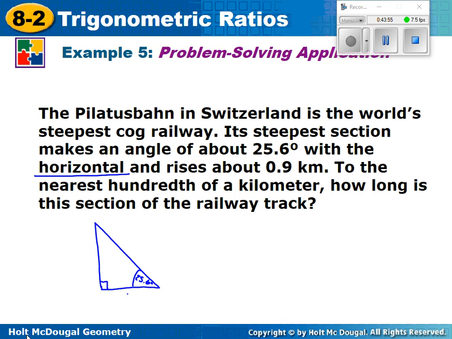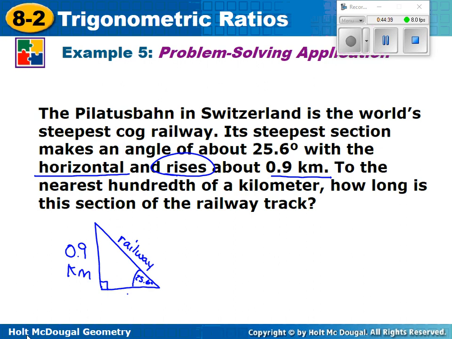Good, Sarah. What else? The line going up is 0.9. Okay, and it says its steepest section makes an angle of about 25.6 with the horizontal, and it rises 0.9 kilometers. So when you measure how far something has risen, you don't measure it diagonally, you measure it vertically, right? So this is how far it has risen. And it asks you how long the section of the railway track is. So also to help make sense, does it make sense that if the railway track is going up a hill, that it's not going to be horizontal, and it's also not going to go straight up vertical? Everybody's going to fall out. So it's going to be here. So this is the railway.